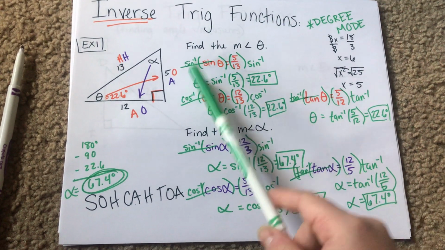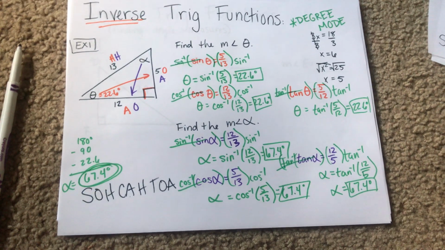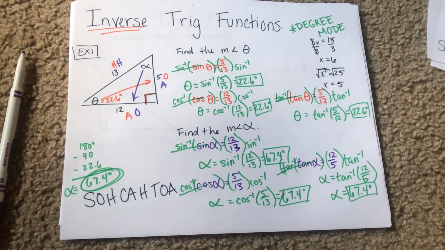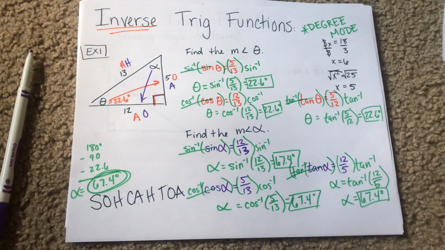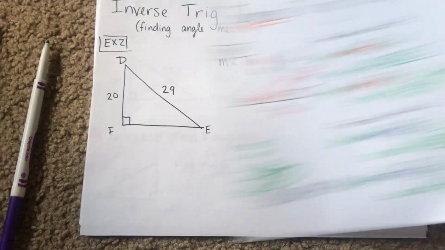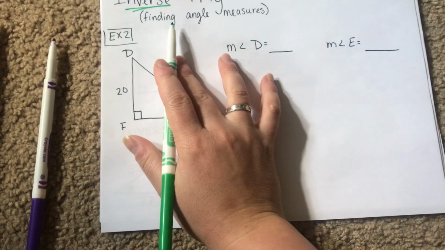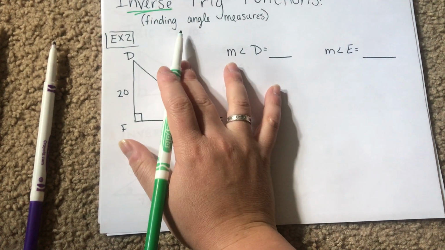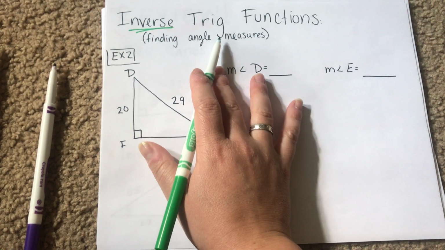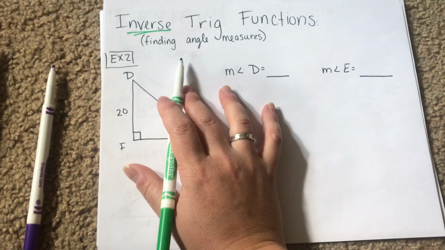We could have used either just sine, just cosine, just tangent. We did it a lot of different ways. So let's look at one where we don't have a million different options. So if we have something like this, we're still going to use our inverse trig functions. Whenever we're using inverse trig functions, that's helping us find angle measures. That could be helpful for you to write down. Inverse trig functions help us find angle measures.